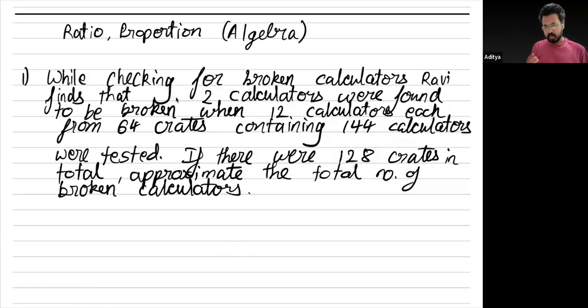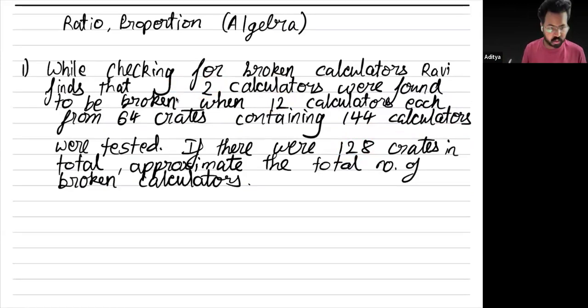In reality, the answer could be that all the other calculators that are not checked are all broken, but we are assuming that everything is uniformly sampled. So try to think what the answer would be.